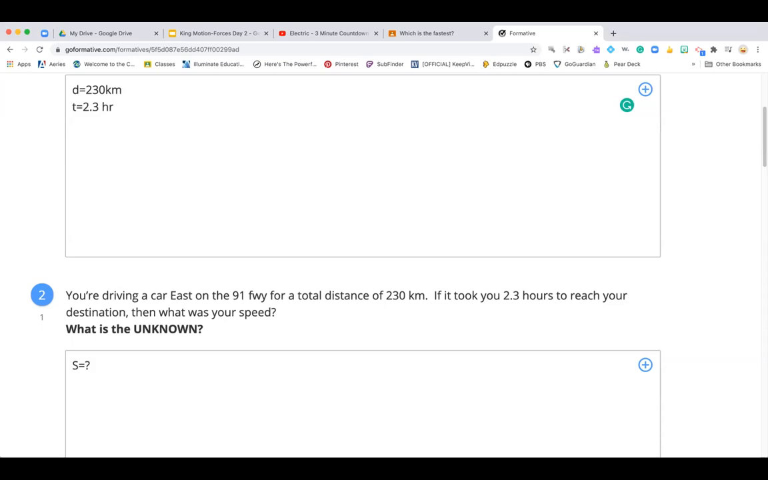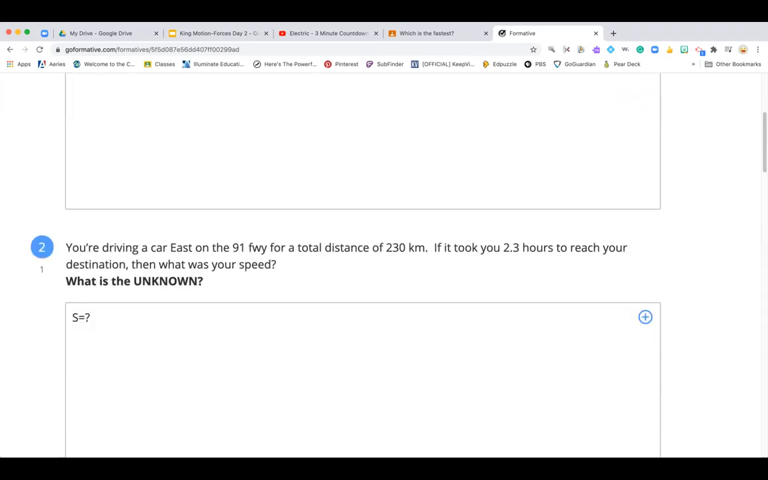Okay, so now we did the given values. We have the unknowns. I'm looking at your number 2. So Ian, for number 2, we're only going to say S equals question mark, or speed is the unknown. Okay. Again, we don't have to put a bunch of writing in here, just what we're looking for. So then number 3, we want to know the actual equation.